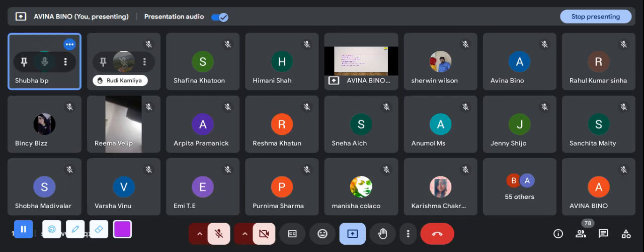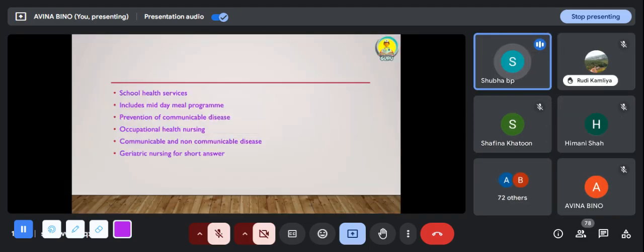And next one is prevention of communicable disease. So you all know the meaning of communicable and non-communicable disease. Communicable means the disease which will spread from one person to another. Nowadays in our society there are more chances of communicable disease, especially on the village side. They are not maintaining hygiene, they are not using safety precautions. So as a nurse you have to know what are the precaution methods for preventing communicable disease.